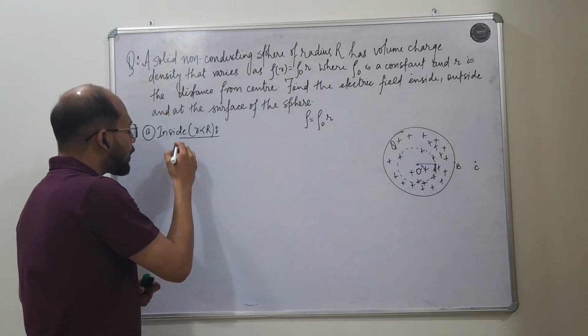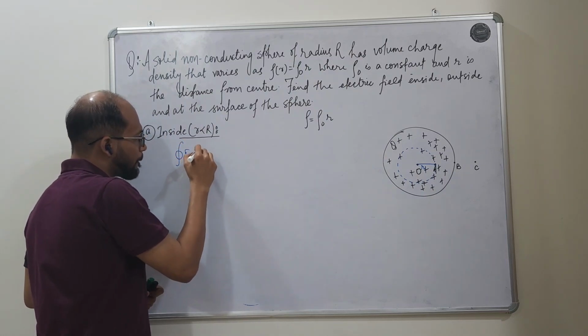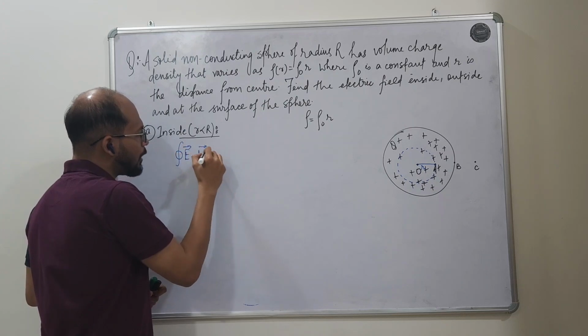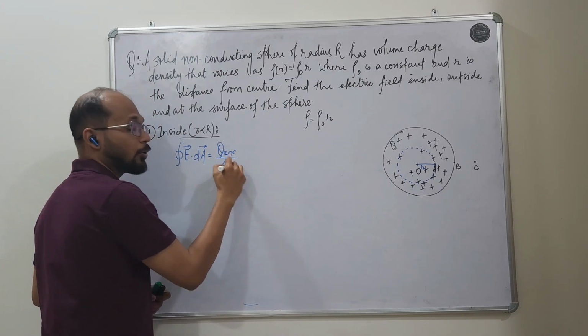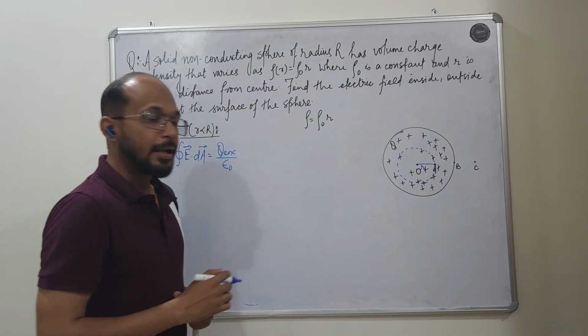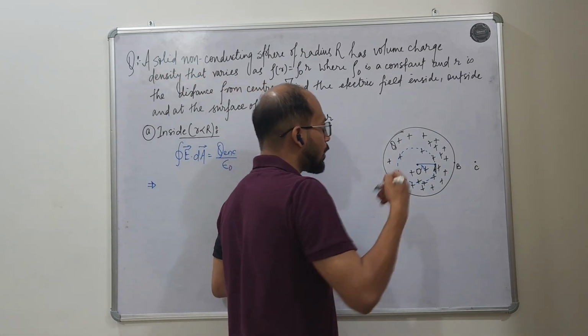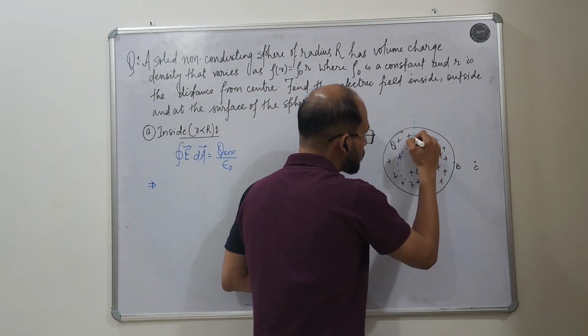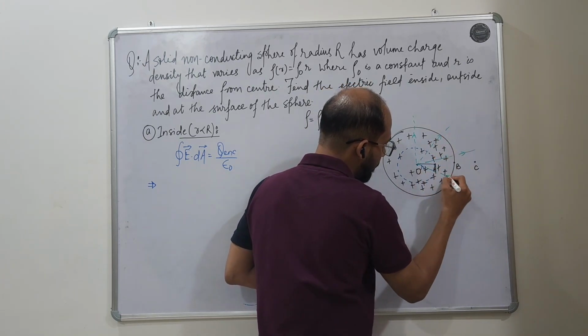Now, what does Gauss law say? The integral of E dot dA will be equal to Q enclosed divided by epsilon naught. Now, here, as we know, the electric field will be radially outward, like this.